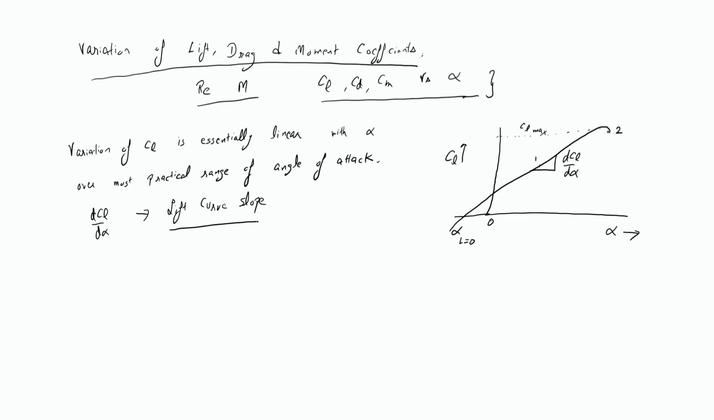Lift curve slope. For thin airfoils, this dcl by d alpha is approximately equal to 2 pi per radian. Now one thing to note here is, even at alpha equals 0, we have a finite amount of lift. So cl is not equal to 0. Alright. So this is again applicable for a cambered airfoil.